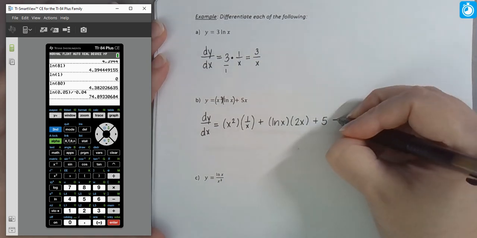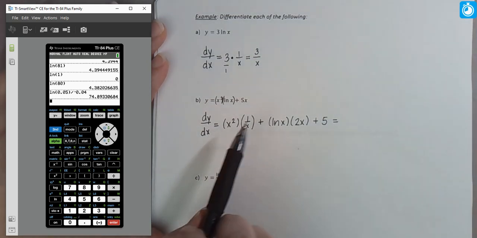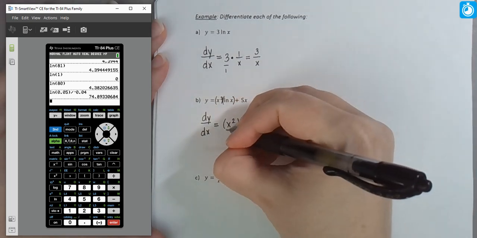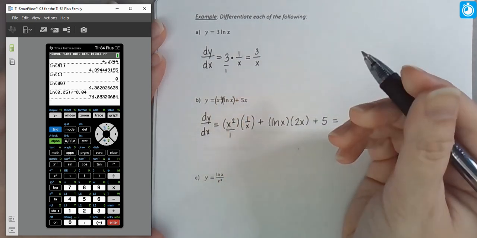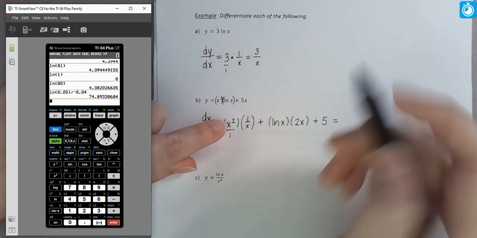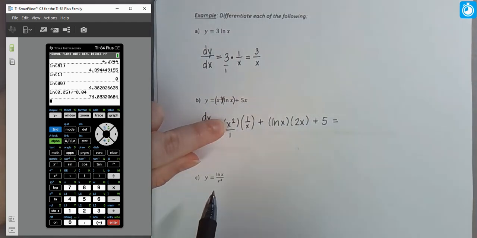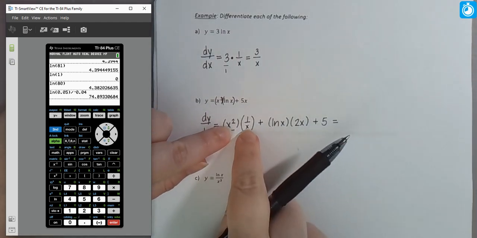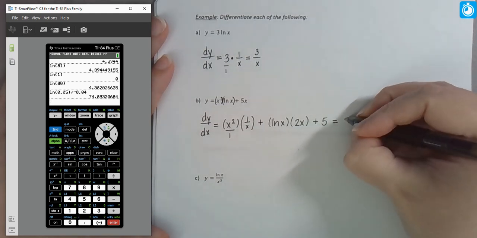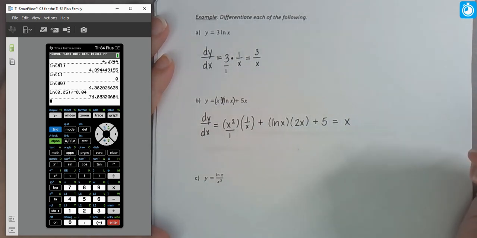So let's clean all of that up. So x squared times 1 over x, again think of this over 1 if it helps. That means we have an x squared in the numerator and an x in the denominator. So one of those x's reduces and we're just left with a single x.